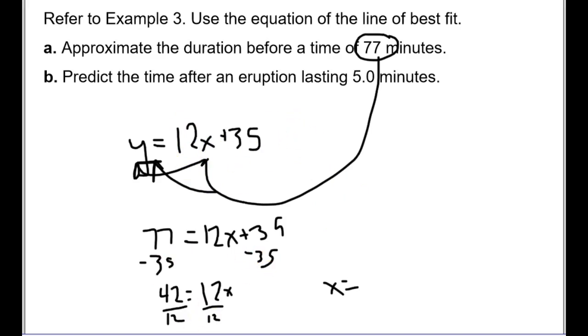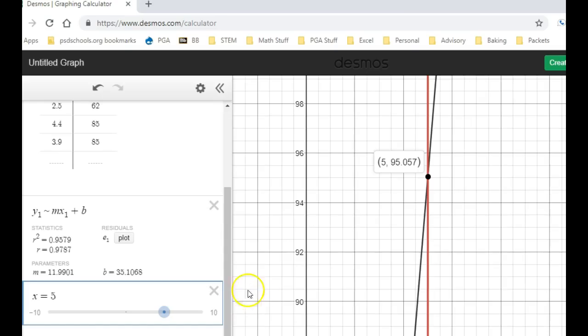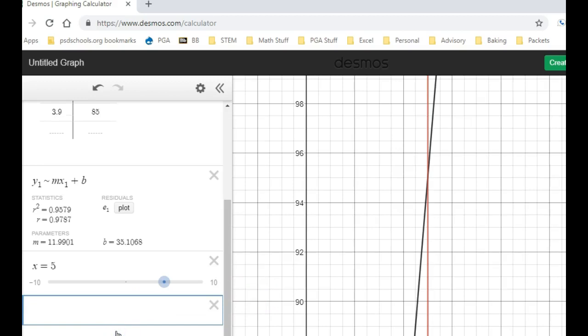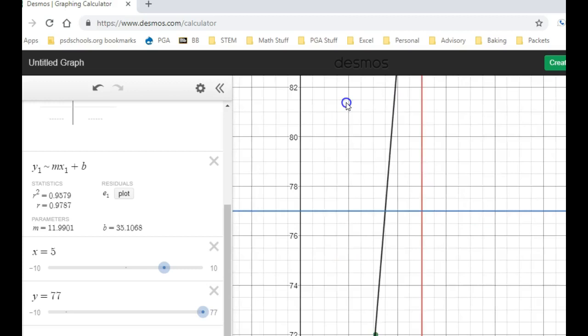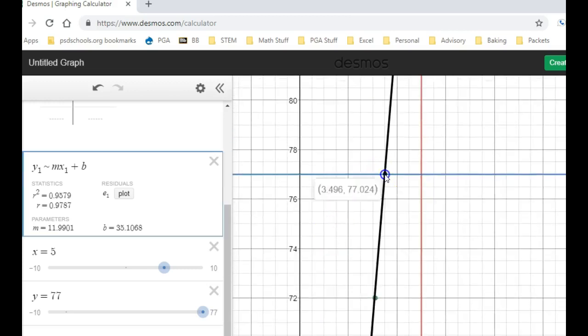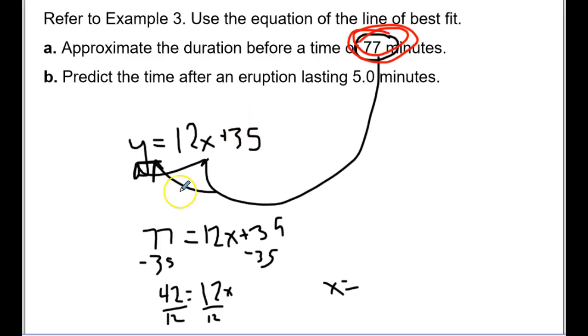Let me show you this other cool thing that we can use Desmos for too. Since I know that this 77 minutes was my y value, I could have also used Desmos here. So I say y equals 77. Again, my graph is plotted and it's blue, and I know it's going to be down a little bit. Again, I can click where my graphs intersect, and I see that when y is 77, my x is approximately 3.5. So I can solve it algebraically by plugging them in, or I can solve it graphically using Desmos.